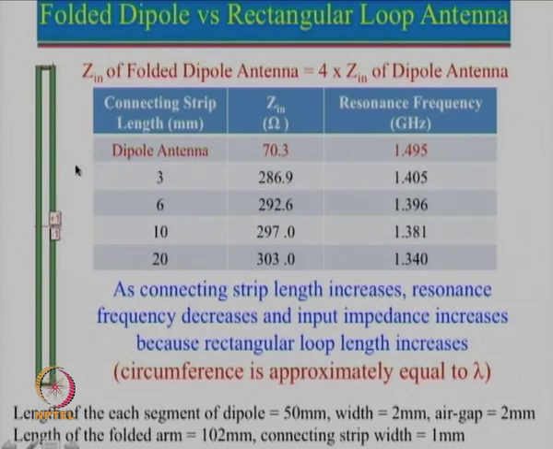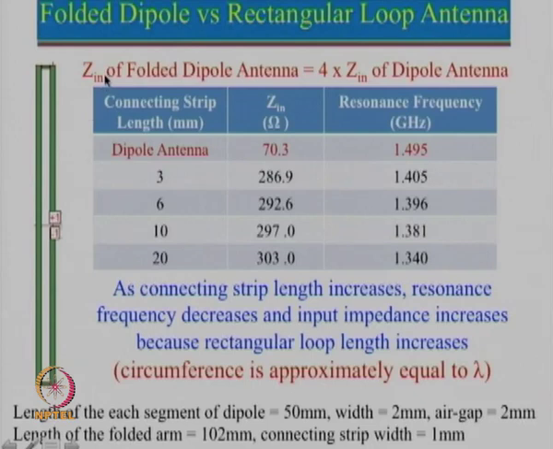So now in the last lecture, if you recall, we talked about a folded dipole antenna, and I did tell you that a folded dipole antenna can also be thought of as a rectangular loop antenna. So just have a quick look here. Suppose it was just a dipole antenna fed with plus minus 1. We have done the simulation for these dimensions, where the length of each segment of the dipole is 50 mm here, 50 mm here, the width is taken as 2 mm, and the air gap is taken as 2 mm here.